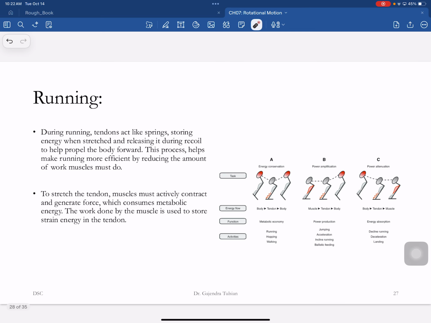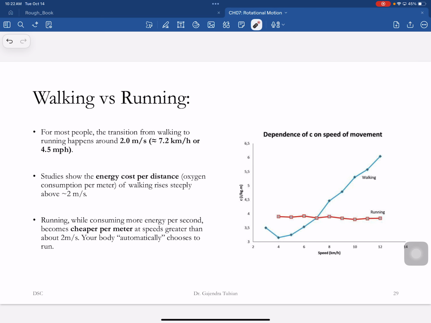Okay, so let me show you a graph right now. This graph shows you C, how much energy you're spending per kilogram per meter. What this is telling you is how much energy you would spend per meter of travel, per distance covered, at various speeds. And you see at about 7.2 kilometers per hour, walking costs you more than running.